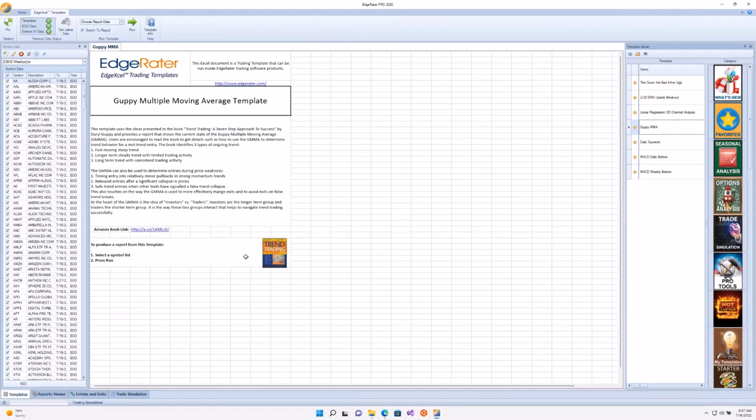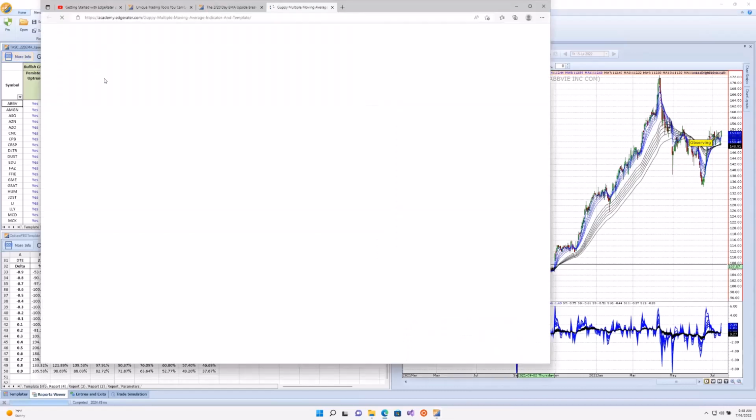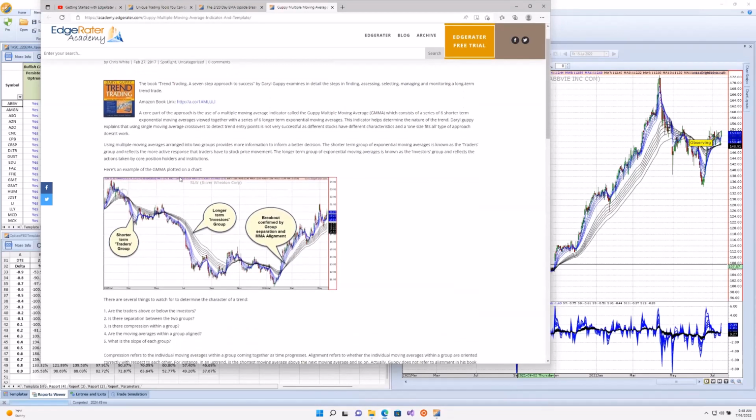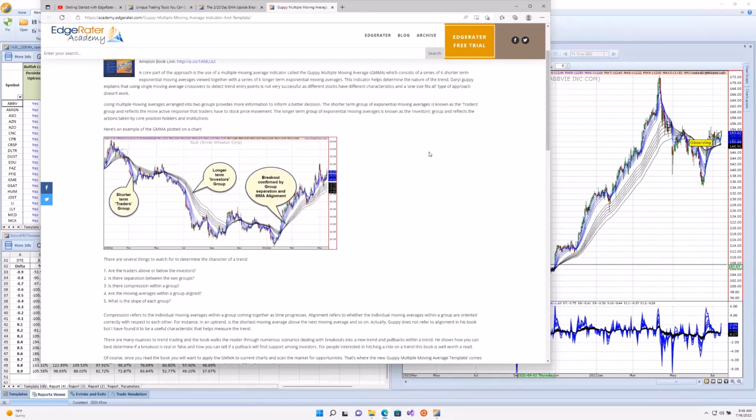And now if you read Darryl Guppy's book on trend trading, and there's a link to the book in the template. Also, don't forget when you run the template, I'm going to run this on my CBOE weeklies list again. Okay. You can click on more info. If there is more info, then you'll go to the page containing more info. So this talks more about the information in the book without giving away all of the real nitty-gritty of the book. For that, you should definitely read the book.